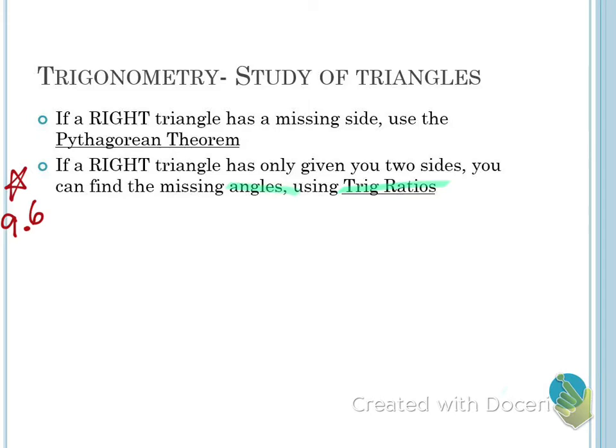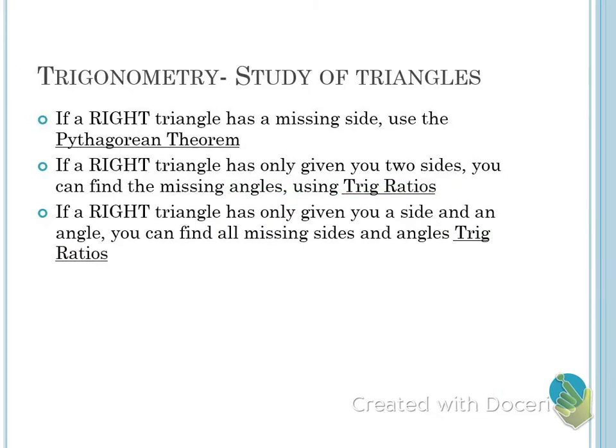So if a right triangle has given you 2 sides, you can find the missing angles using trig ratios. You've actually been setting it up this whole time when you say sine of A equals 8 over 17 or whatever. This A represents an angle, and it's what's missing in this equation. So with 2 buttons, you learn how to find angle A, and I kind of showed you that yesterday. But we don't learn that till 9.6. Okay, but again, you use trig ratios.